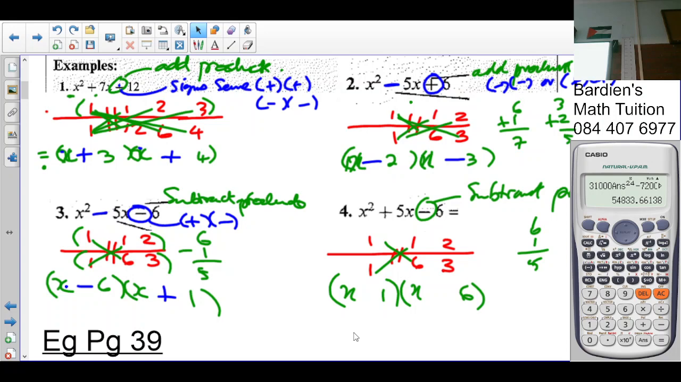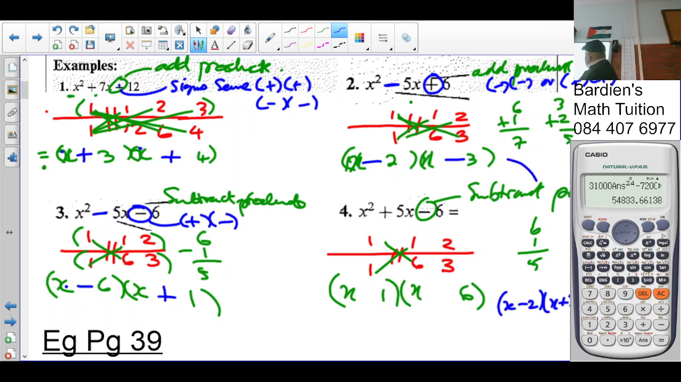Say again. So, see these two brackets that are negative. How come that one is negative? How come one of these brackets is positive? So you're saying the answer should have been x minus 2, x plus 3. Is that what you said? Sir, for number 2? Yes, sir.